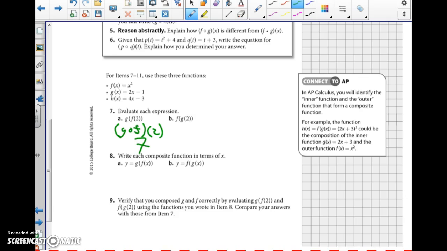f of g of 2, right? We got f of g of 2. Okay, so we're trying f of g of 2, g of 2, which is 9. Excellent. You guys are doing great.